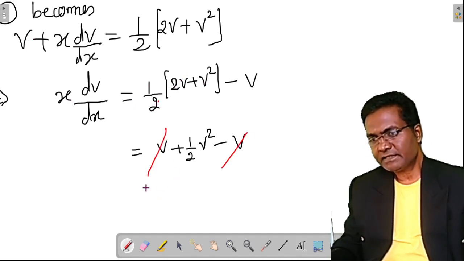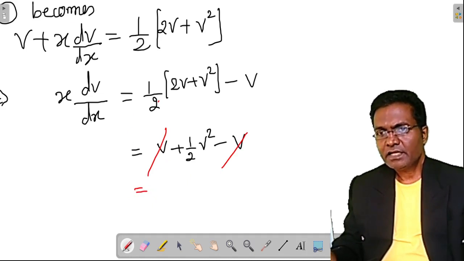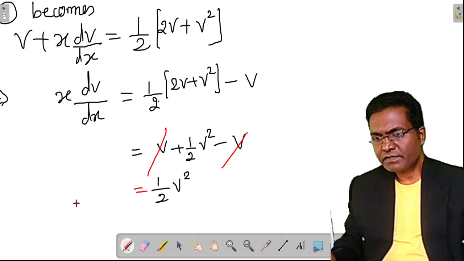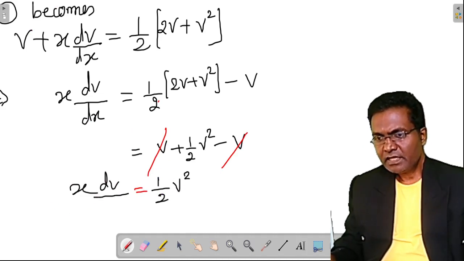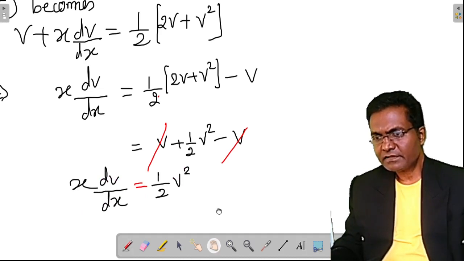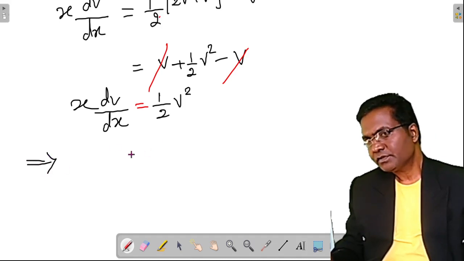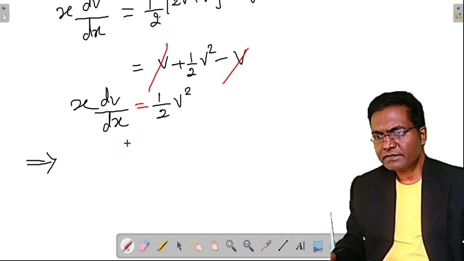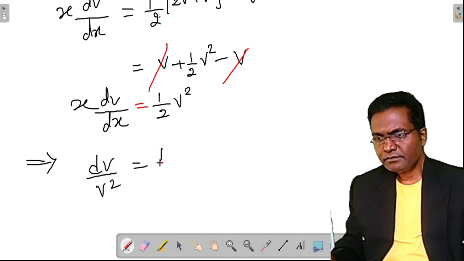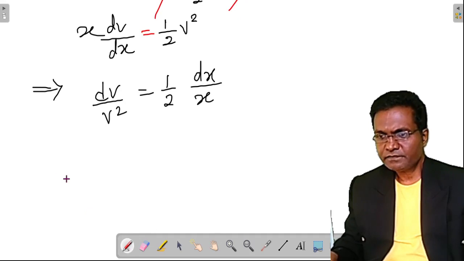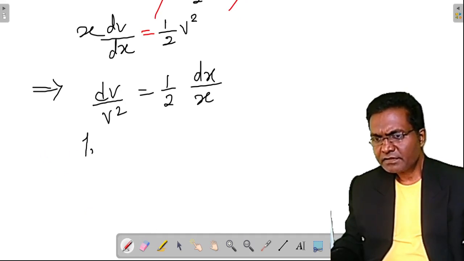Now v cancels, equals 1 by 2 v square, x dv by dx. So separate the variables. Separating variables means I can bring this v square down. So dv by v square, 1 by 2 as it is, dx by x. Okay, so now integrate.